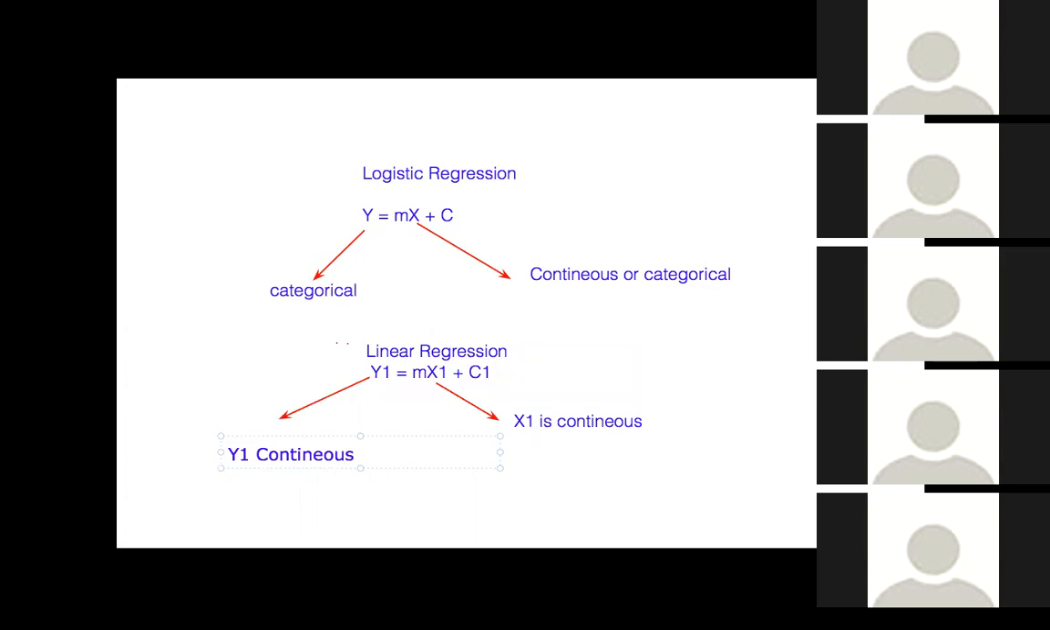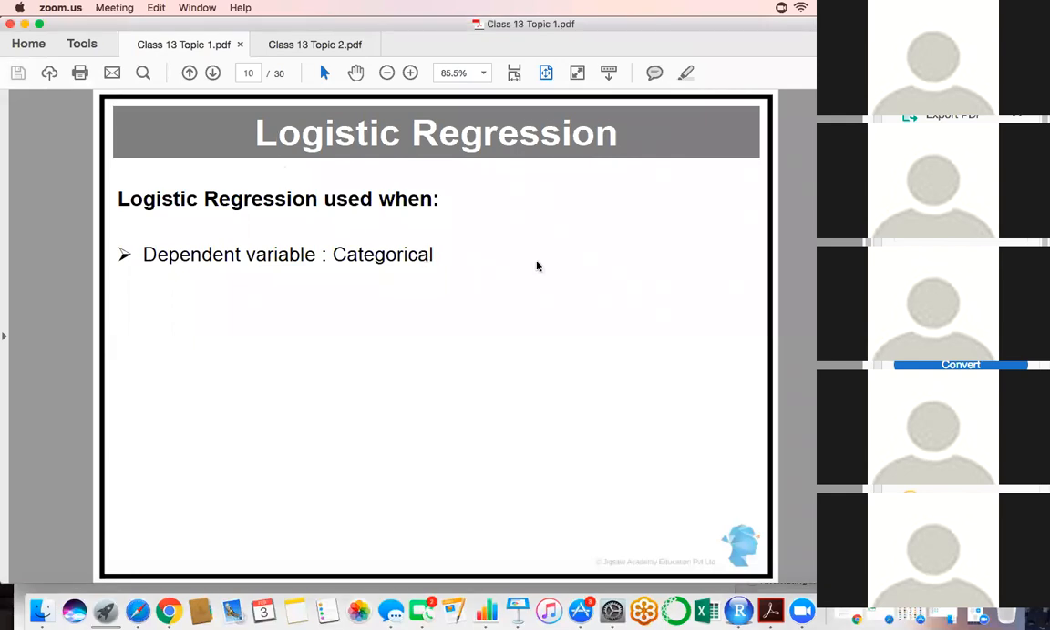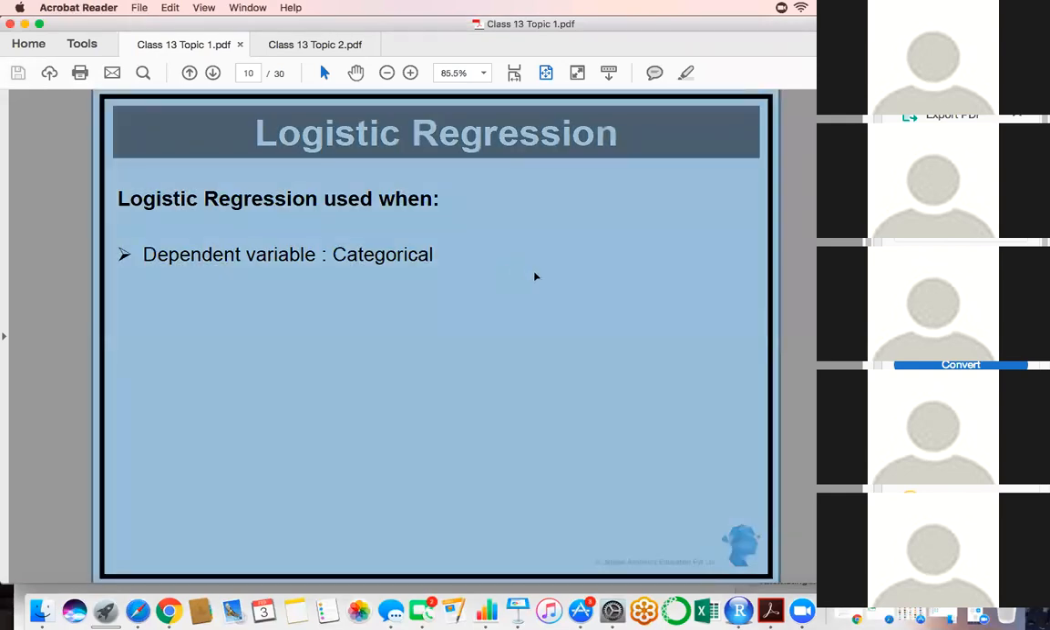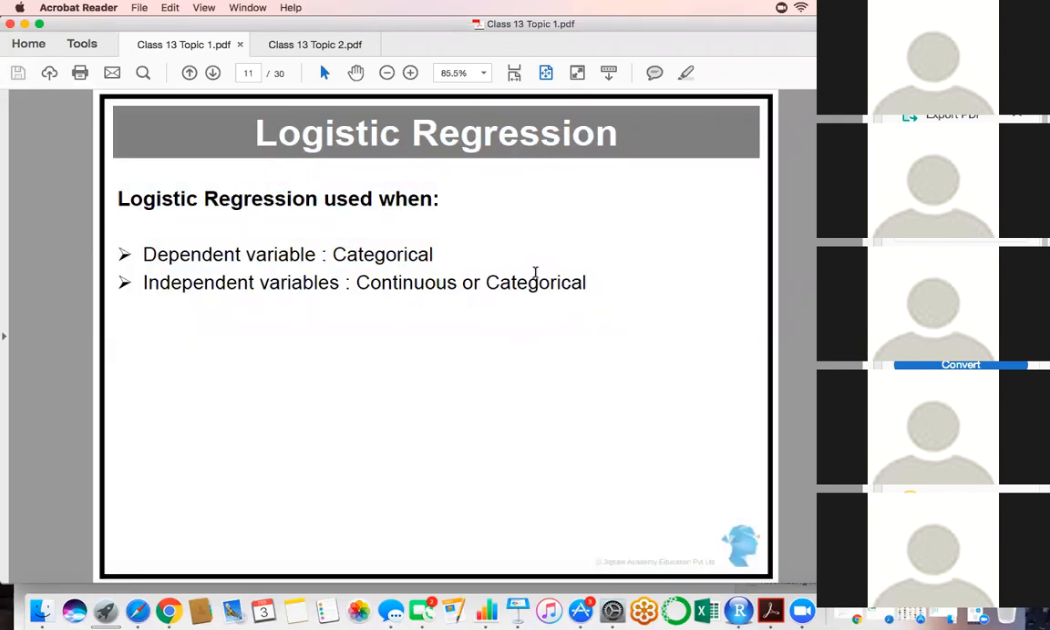Clear? Now let's see a further difference. Your independent variable can be continuous or categorical, that we know. Examples: default of a credit card. If a bank, let's say SBI, wants to analyze which customer will default or not, default means either a customer will default or will not default straight away. Either a customer will pay his bill or he will not pay his bill. There is nothing in between. So that is one example of logistic regression and its implementation.